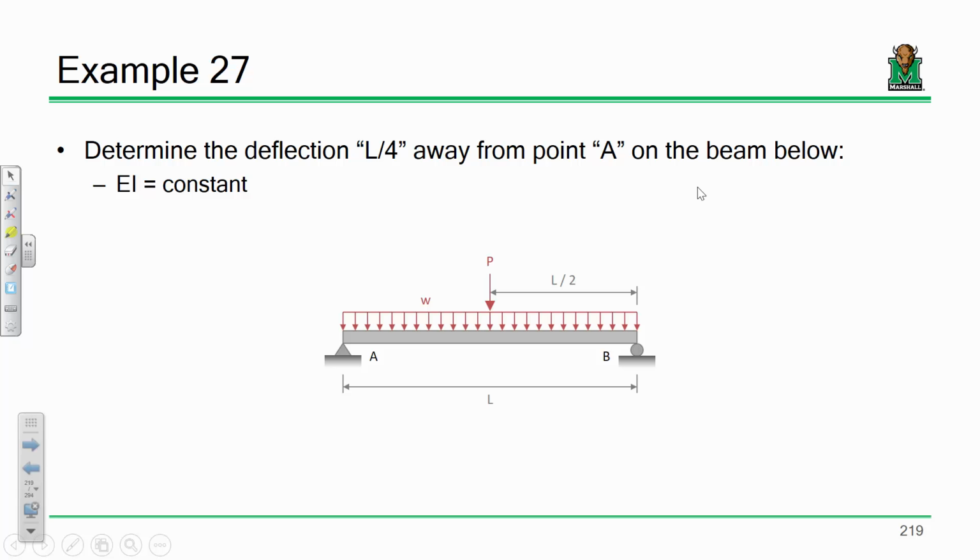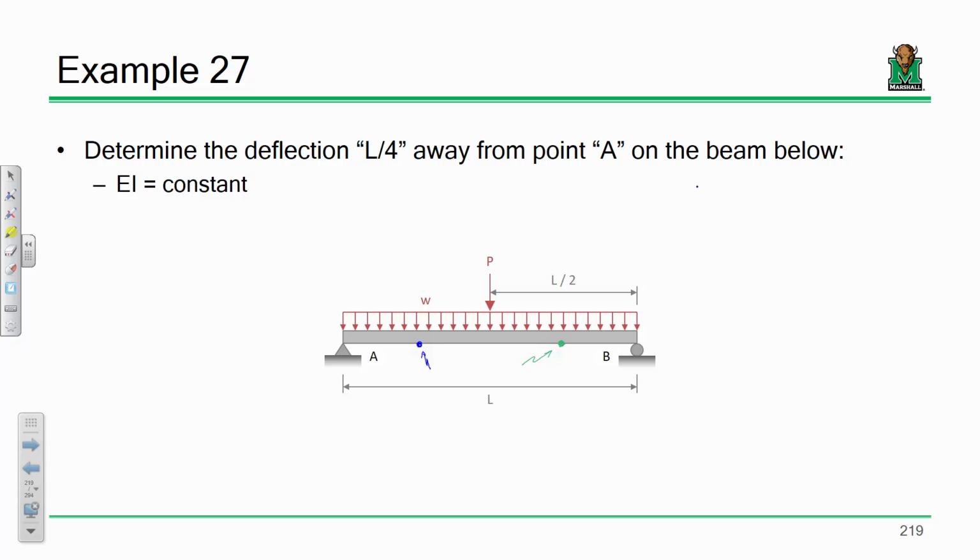Okay? And so what I'm asking is, what's the deflection L over 4 away from the support? So I'm basically asking, what's the deflection right there? So what I'm going to do is handle each of these cases independently. Just so we're aware, the deflection there and the deflection right here, we can all agree those are the exact same value because this is symmetric.